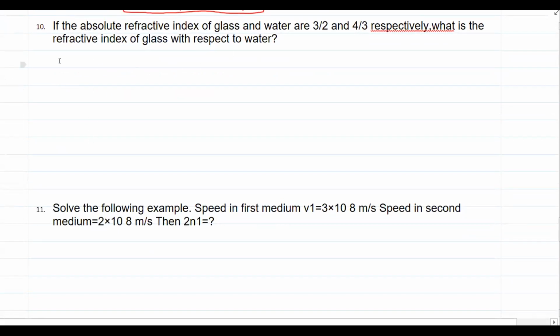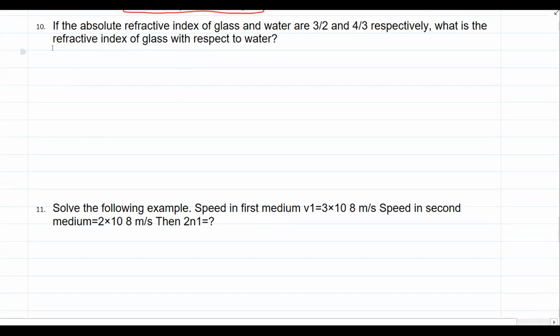Absolute refractive index of glass and water are 3/2 and 4/3. What do you mean by absolute refractive index? Absolute refractive index means if one of the medium is vacuum, that is called absolute refractive index. First medium is vacuum, then the refractive index of medium 2 is called the absolute refractive index.